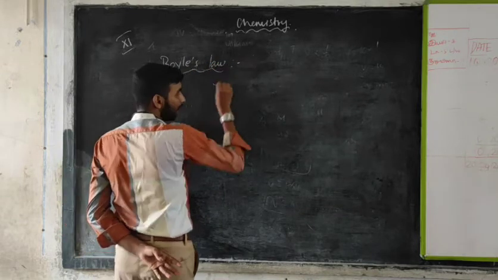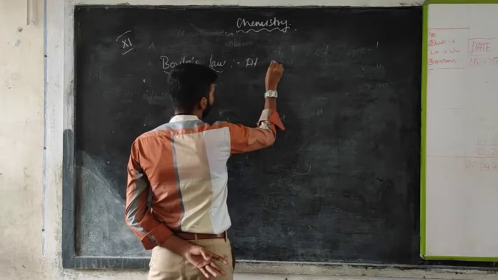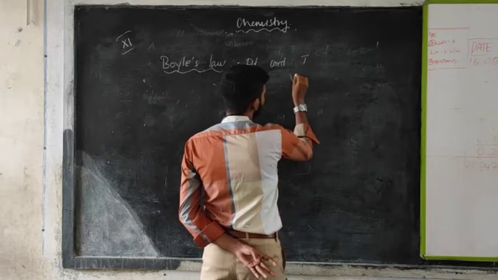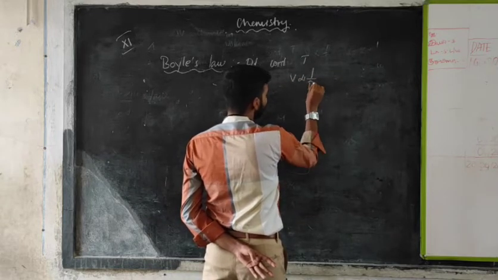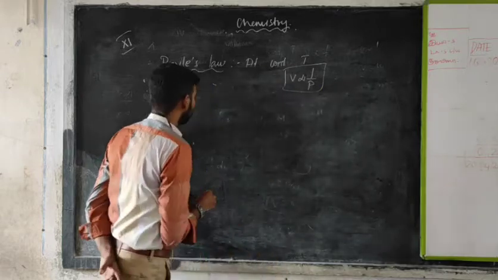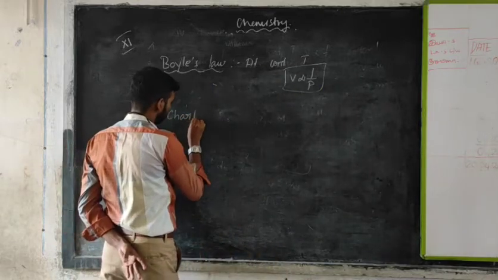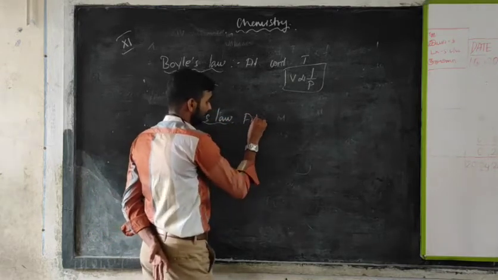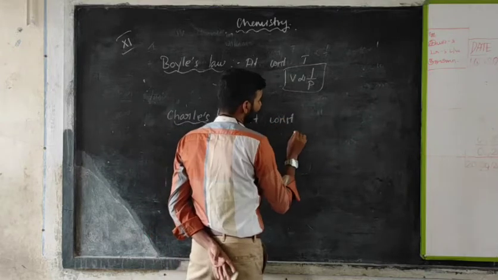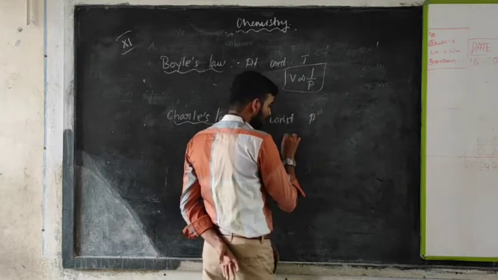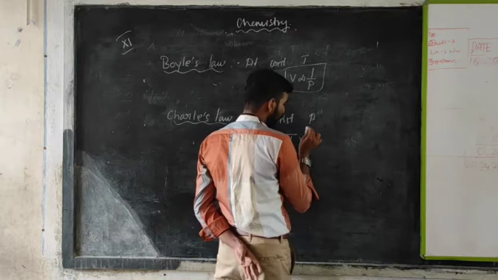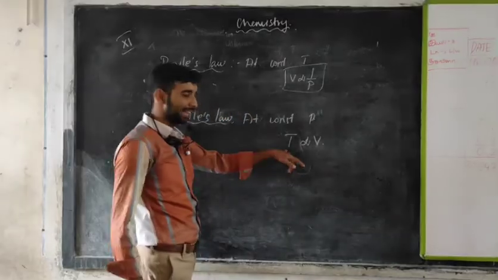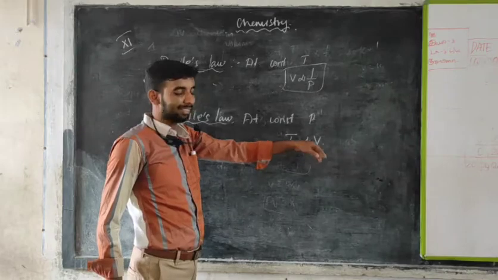Boyle's law is that at constant temperature, the volume of a gas is inversely proportional to its pressure. This is called Boyle's law. Charles' law is that at constant pressure, the temperature of a gas is directly proportional to its volume. If you increase the temperature of a gas, it will expand, or its volume will increase.